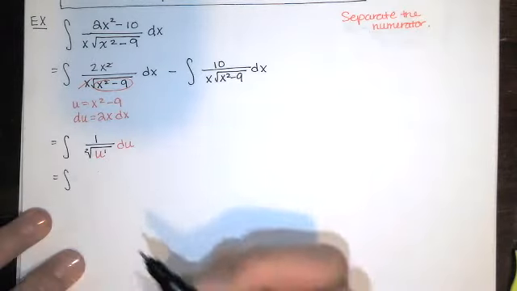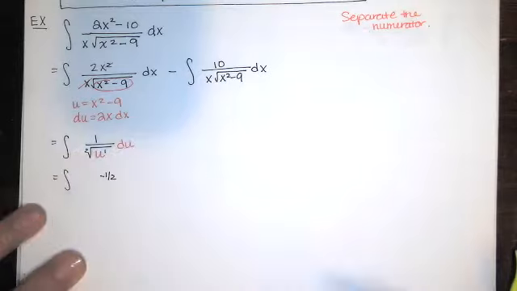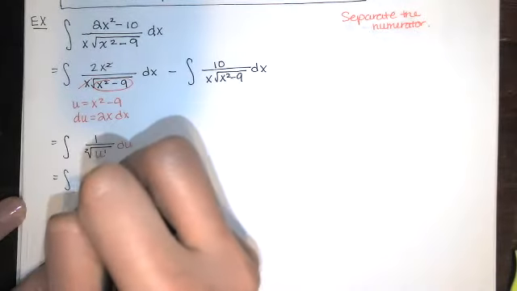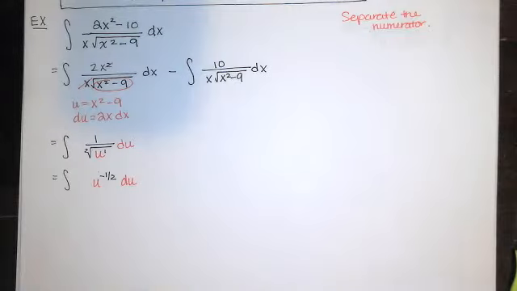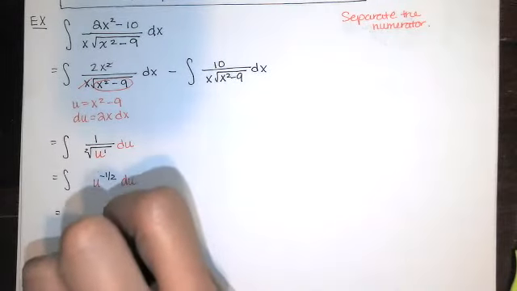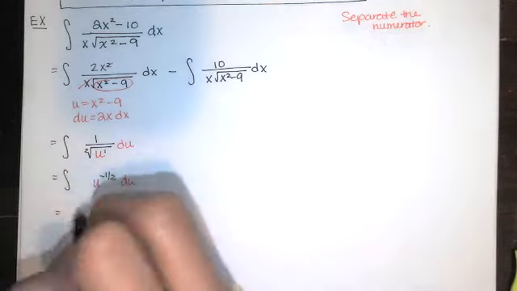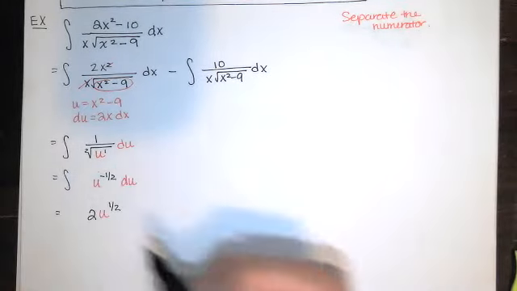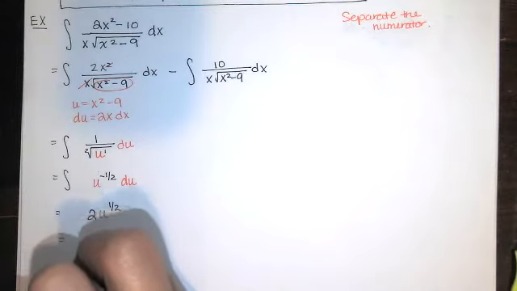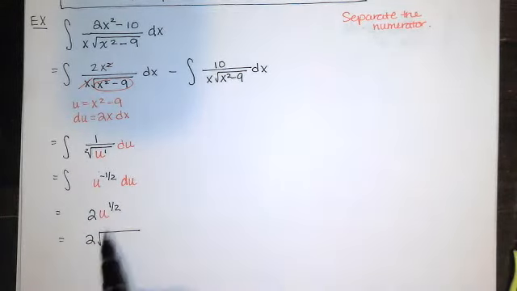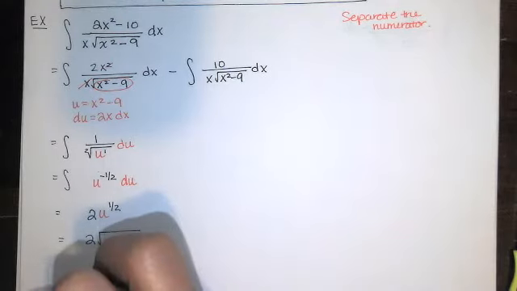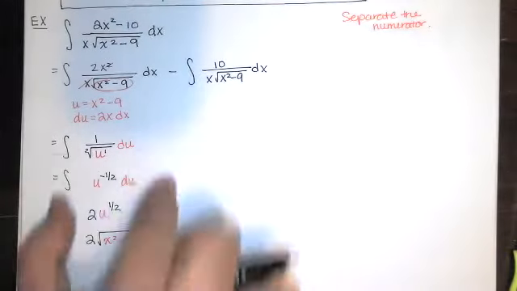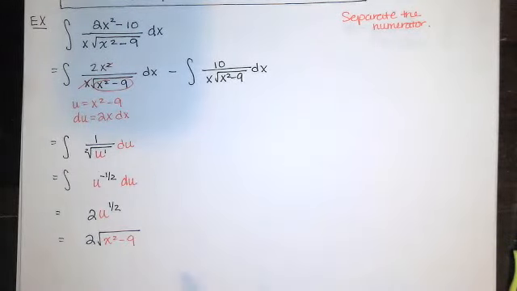And I can bring that up to the numerator. That is u to the negative 1/2 power. So we add 1 to the exponent, and divide by the new exponent. Dividing by 1/2 is the same as multiplying by 2. And then don't forget to back substitute. That 1/2 power is the same as the square root. You replace the u with x squared minus 9. So we had a u-sub for this. And then over there on that side, well, that's just an arcsecant.